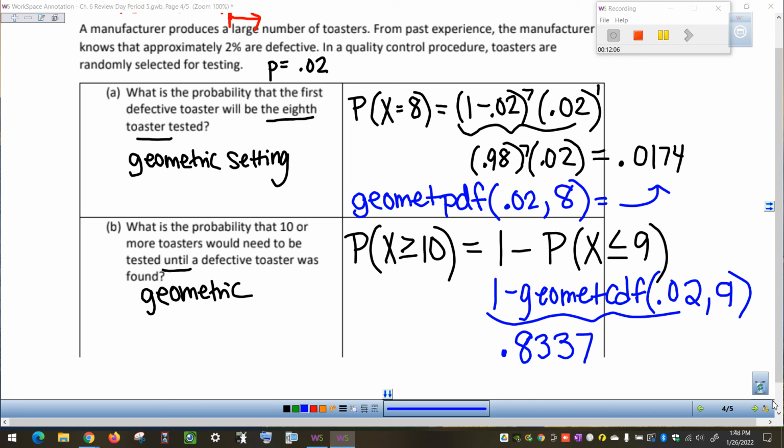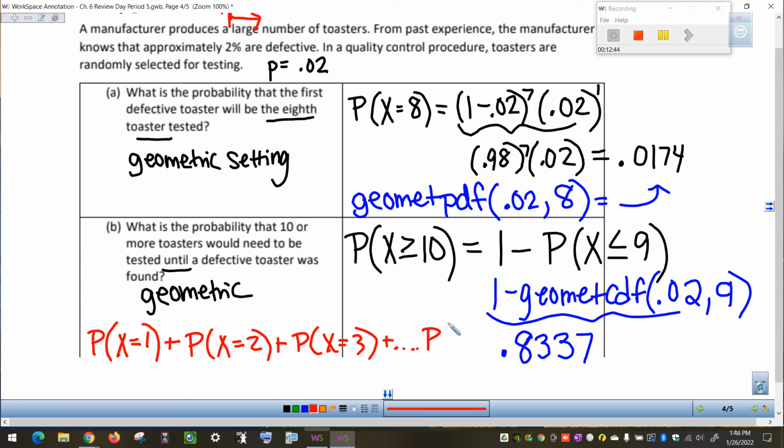With the formula, doing it 9 times. Yeah, so what the geometric CDF is really doing is a shortcut of saying, okay, we're going to take the probability of the first defective toaster being the first one tested, plus the probability that it's the second one tested, plus the probability that it's the third one tested, all the way through the probability that it's the 9th one tested. So you could plug each individual piece into the geometric formula, which is just what we did right up here. Like the probability that it's the 8th toaster tested was this because of that formula.